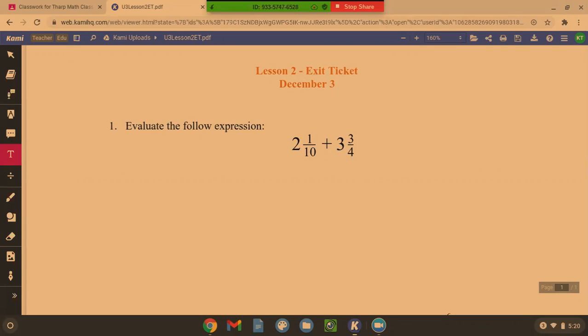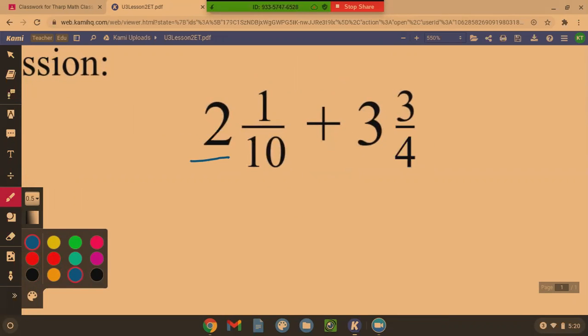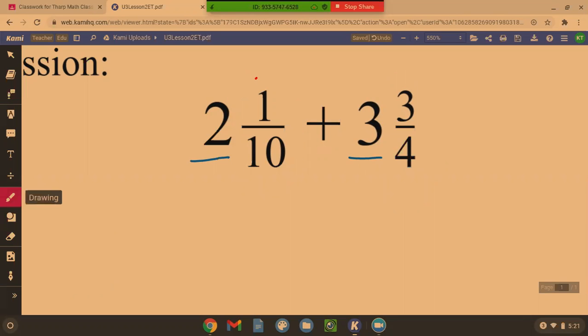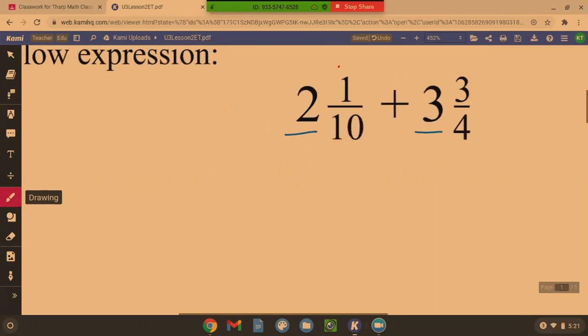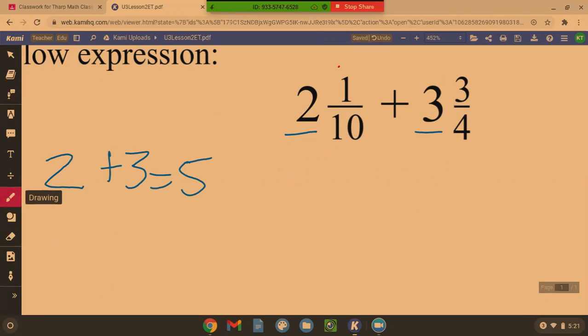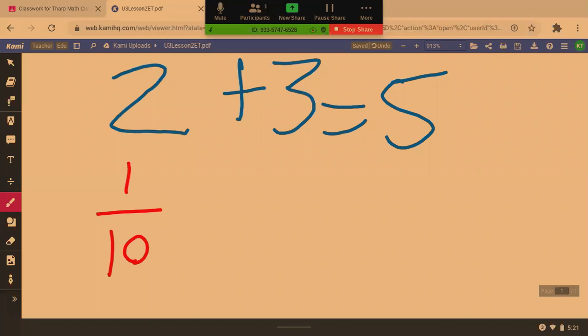So we're going to add, I like color coding, the whole numbers, and then we'll add the fractions. Like I always say, don't make life harder than it has to be. You know how I am, I love my color codes. 2 plus 3, we know that is 5. Now we are going to be focusing on 1/10 plus 3/4.